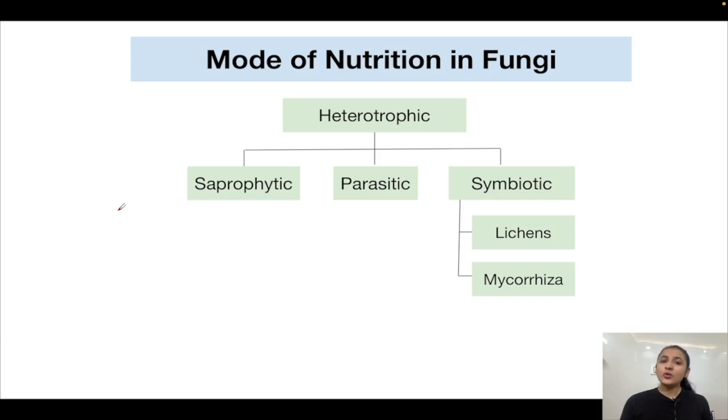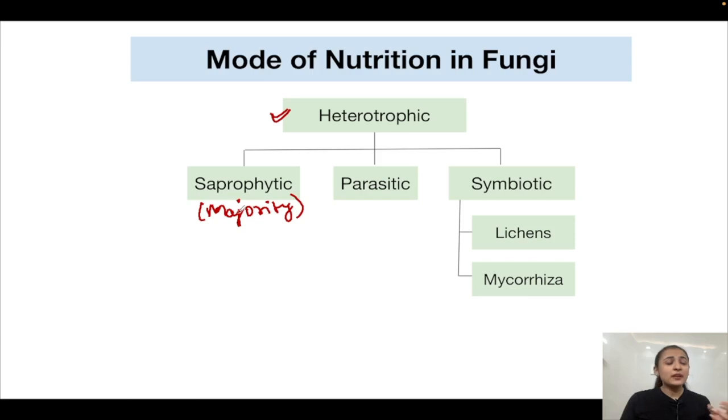Now, if we talk about the mode of nutrition in fungi, as I already told you, they show a heterotrophic mode of nutrition. Among heterotrophic modes of nutrition also, the majority of them are saprophytic. That is, they depend on dead and decaying organic matter to obtain their nutrition. They secrete enzymes, they decompose that matter and then break down those compounds in order to extract nutrition from the dead and decaying organic matter, okay.